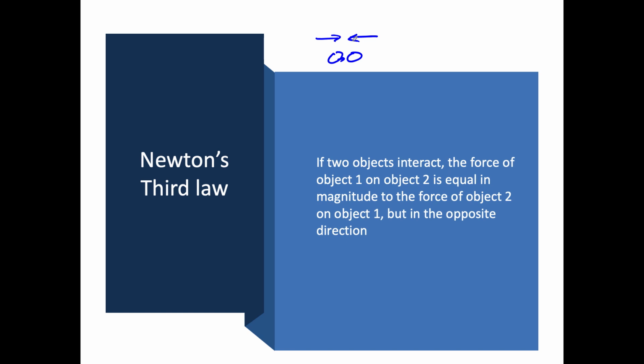If you have two objects, again, the two objects must interact. The force of object 1 acting on object 2 has an opposite force acting on object 1 from object 2. The magnitude is going to be equal, but the force is going to be opposite.